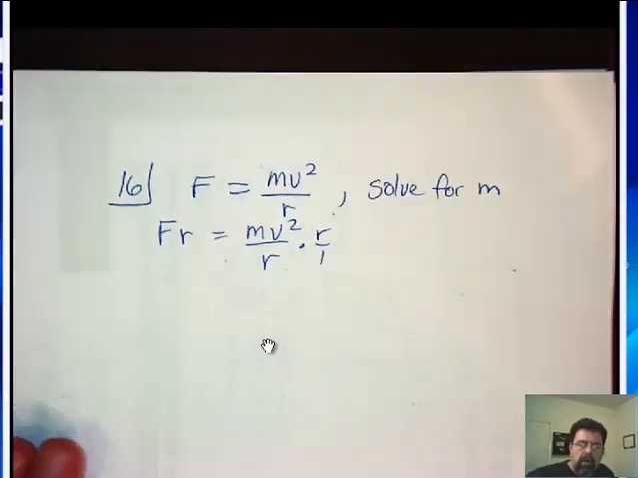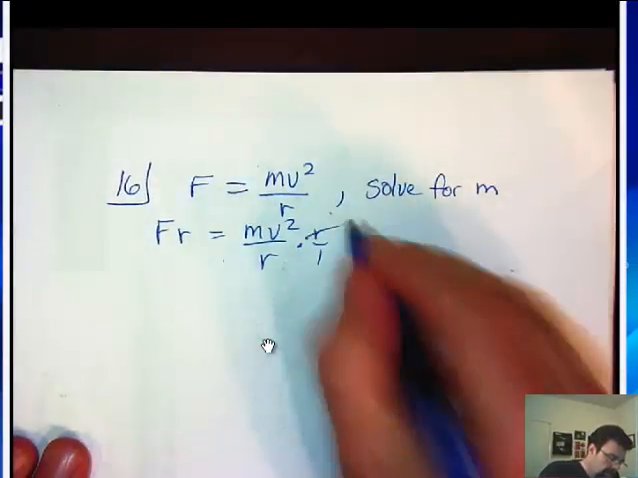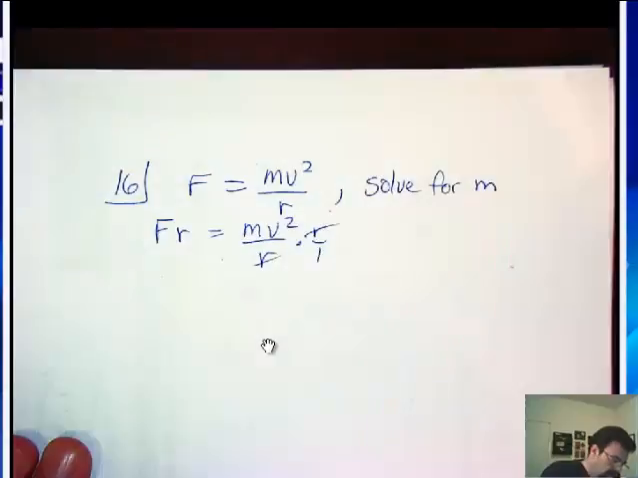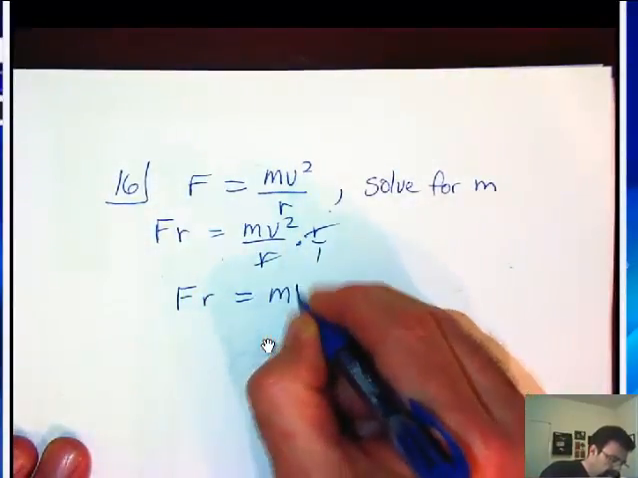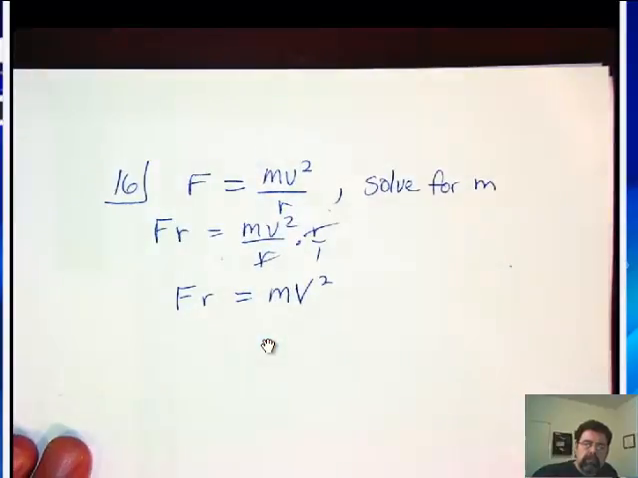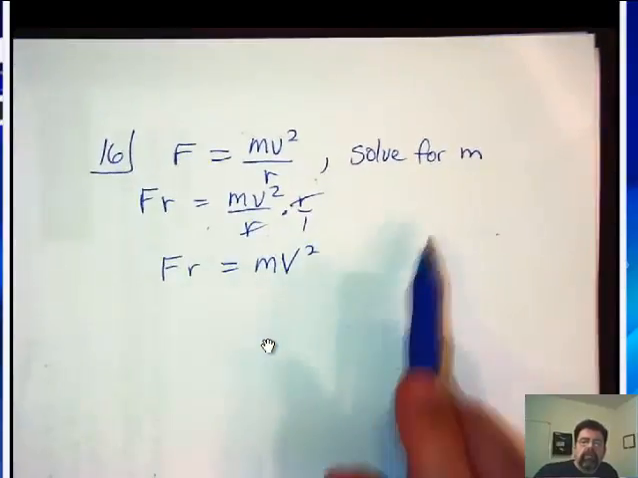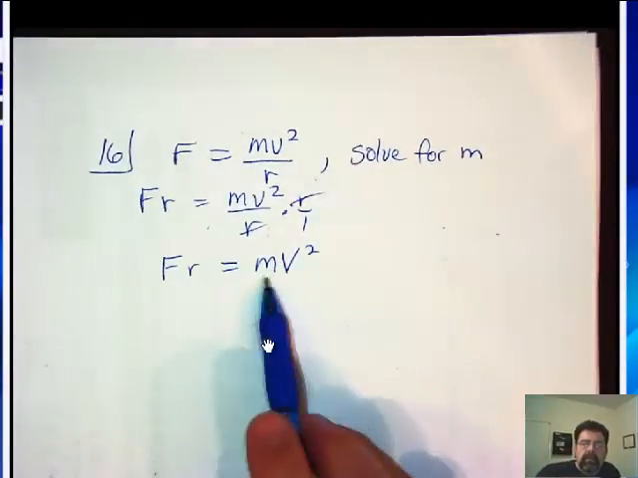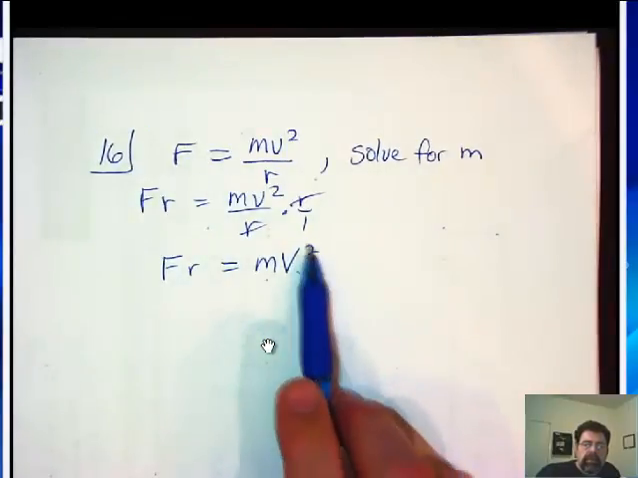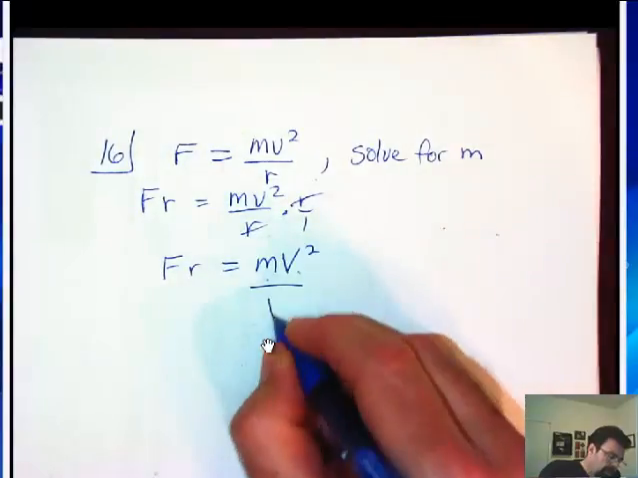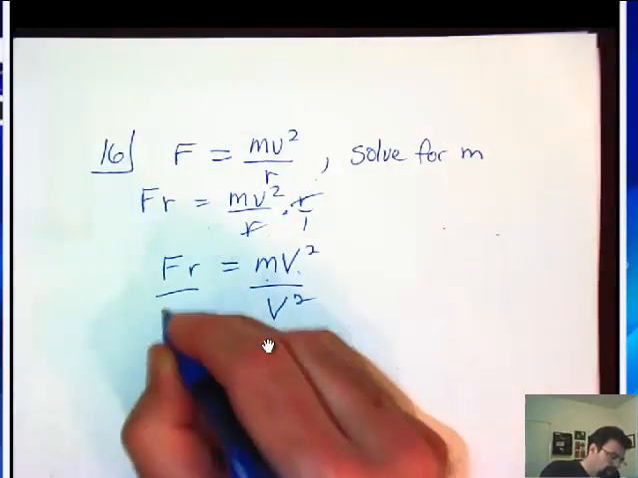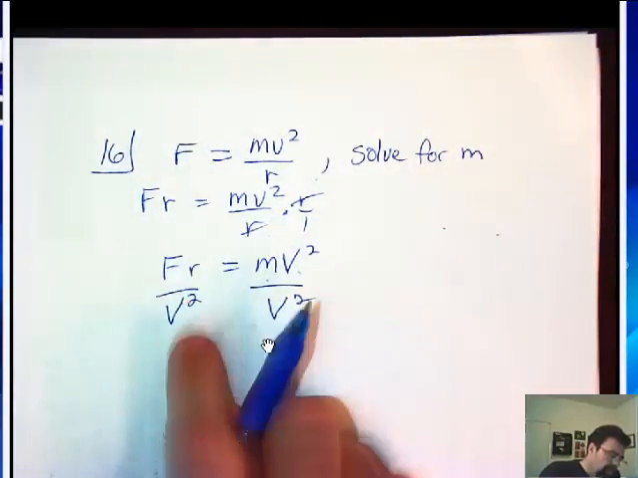So r over 1, same thing. So those cancel. So we get fr. Now again, our goal, we're solving for m, so our goal is get m by itself. So now what we're going to do is get rid of this times v squared, so you're going to do the opposite. And you're going to divide by v squared. Golden rule, just do one side, you got to do the other.